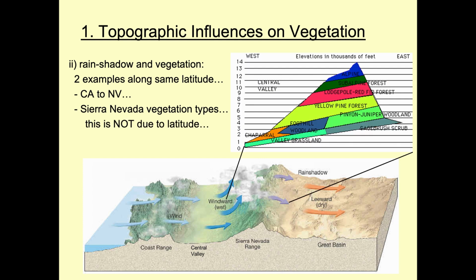If we take a look at this yellow pine forest, on the windward side, these forests start at 3,000 feet and go up until around 7,000 feet on the windward side. However, on the downwind side, they occur at higher elevations between 7,000 and 9,000 feet. These different vegetation zones occur at different altitudes on either the windward or downwind side.